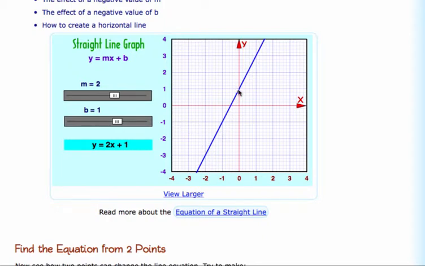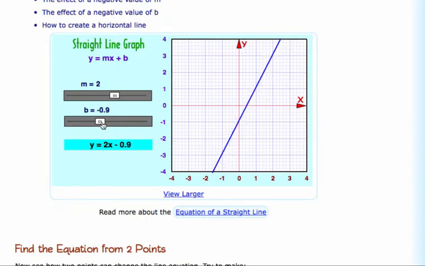Notice that that b number right there is where the graph of the line crosses the y-axis at +1. Watch what happens if I change that to a 3. Change the b number to a 3. It moves my line. Now my y-intercept is at +3. If I change it to a -2, now my y-intercept is at y equals -2.